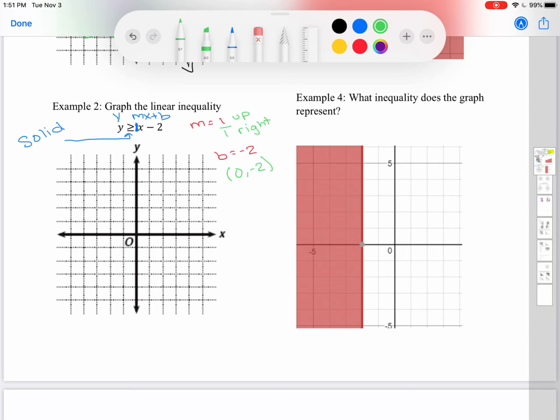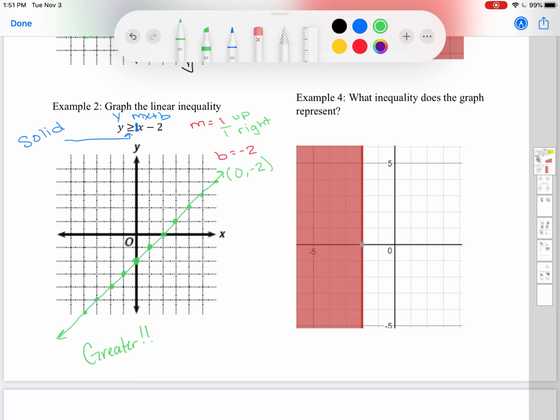Now we can go and start our picture. So my slope is 1. My b this time is -2. So that's going to tell me the coordinate (0, -2). And my slope's going to tell me I need to go up 1 and right 1. So I start at (0, -2), up 1, right 1. Continue that pattern. Get as many points on your graph as possible. I can also go the other direction, keeping that pattern going. And this time when I connect my dots, I get to use a solid line.